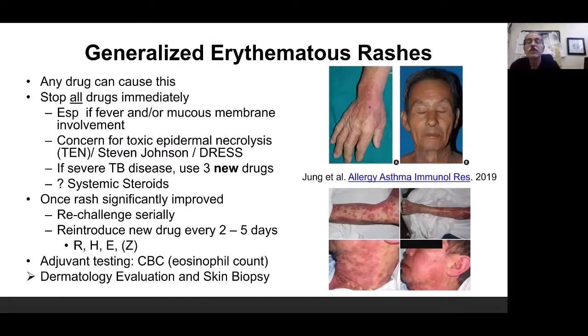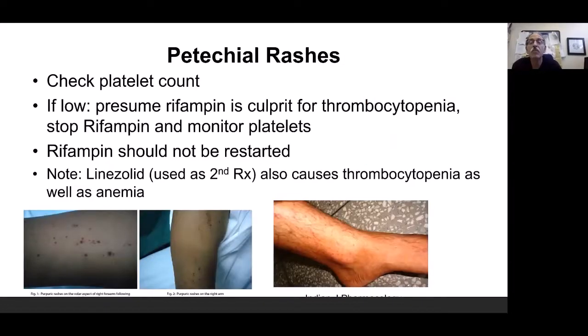Petechial reactions are mostly, we worry about rifampin, which can rarely cause thrombocytopenia, and this is one of those rifampin toxicities that you can't re-challenge people for. If you are using any linezolid in your clinic, this is a common long-term toxicity from linezolid as well.